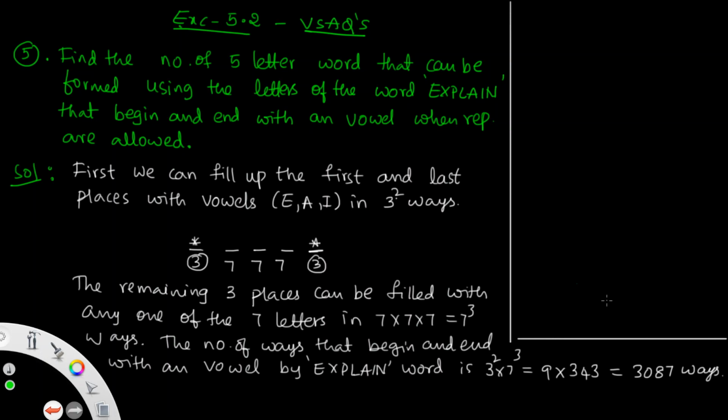Find the number of five-letter words that can be formed using the letters of the word EXPLAIN such that they begin and end with a vowel when repetitions are allowed. So the given word is EXPLAIN.